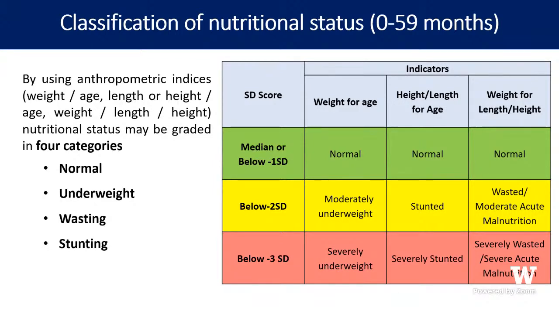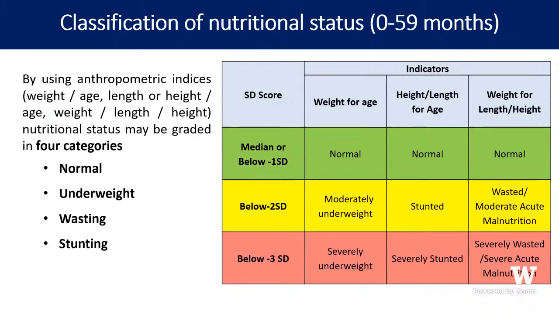Below 2 standard deviation we call it moderate underweight. Here the child's height for age is less and the child's weight for age is also less. When it comes to below 3 standard deviation, it's a red zone. You're understanding, this red zone means it is severely underweight and severely stunted, okay?